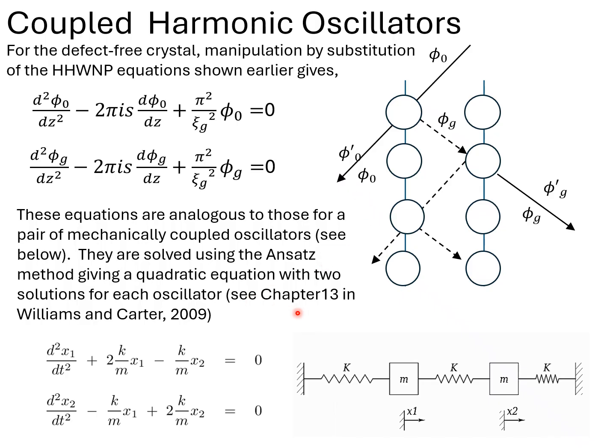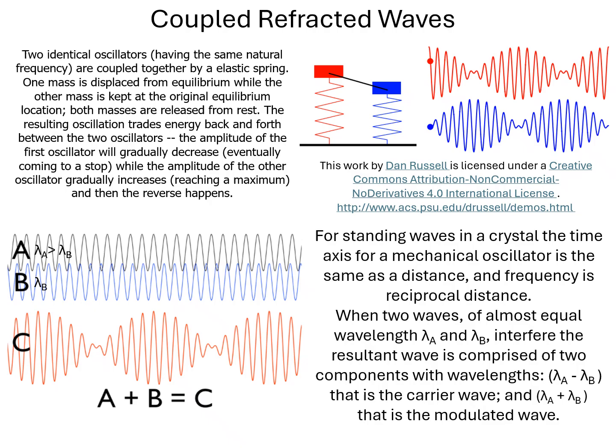In Williams and Carter, and I think the same also applies to Hirsch, Howie, and Whelan, they use the ansatz method to solve these equations. They use basically a complex exponential. They assume that this wave vector is now a complex exponential. And that gives two solutions for each oscillator.